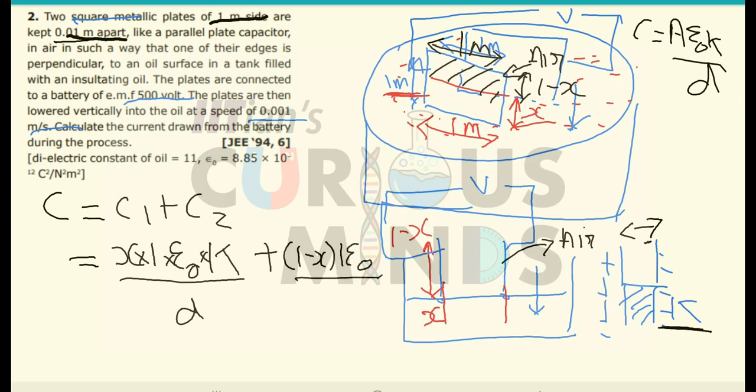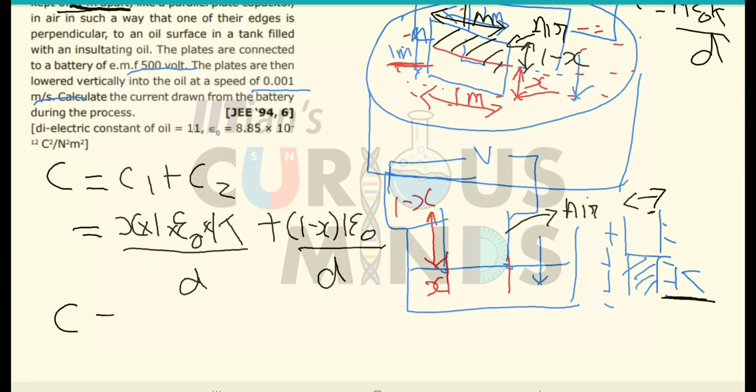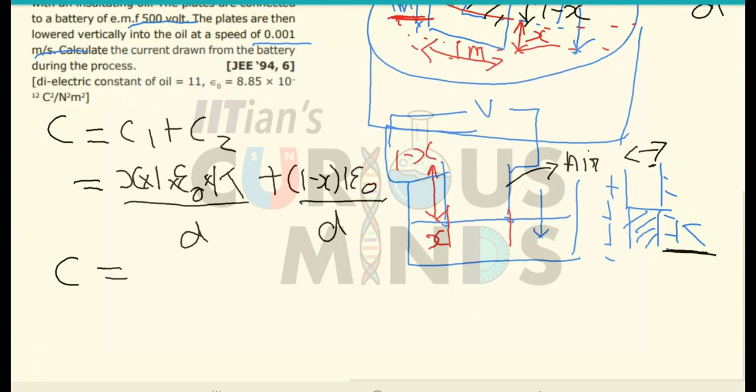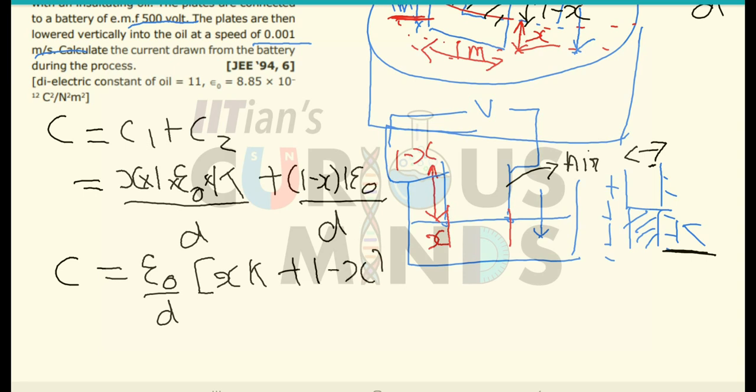The dielectric constant of air is 1, divided by D. So basically the total capacitance of the circuit, if I rearrange this part, will be equal to epsilon naught by D, which will be constant, times xk plus 1 minus x. Okay, this is the total capacitance of the circuit. Let it be equation number 1.